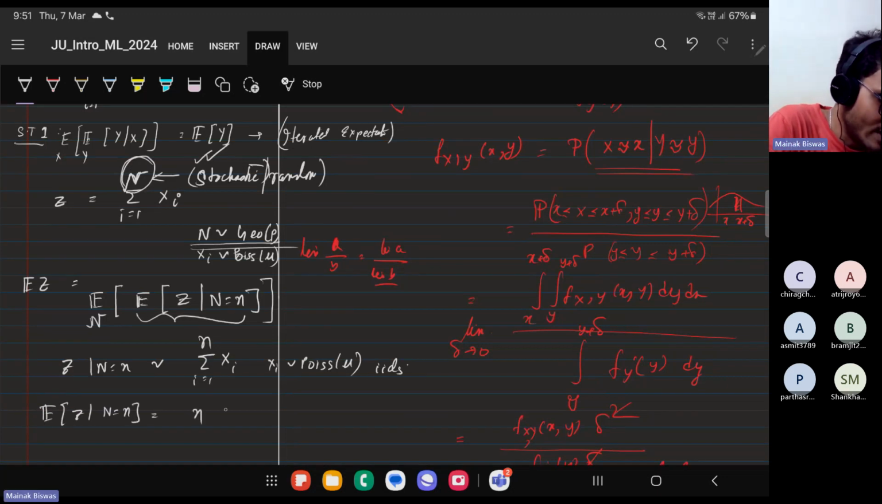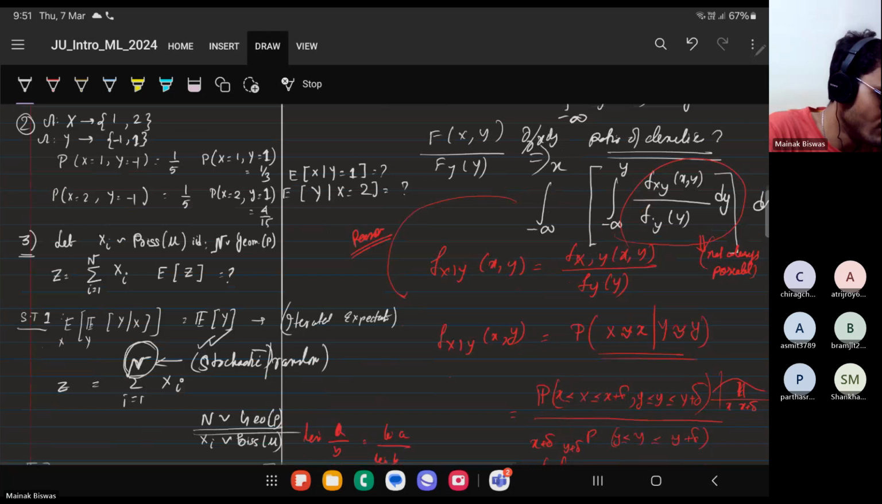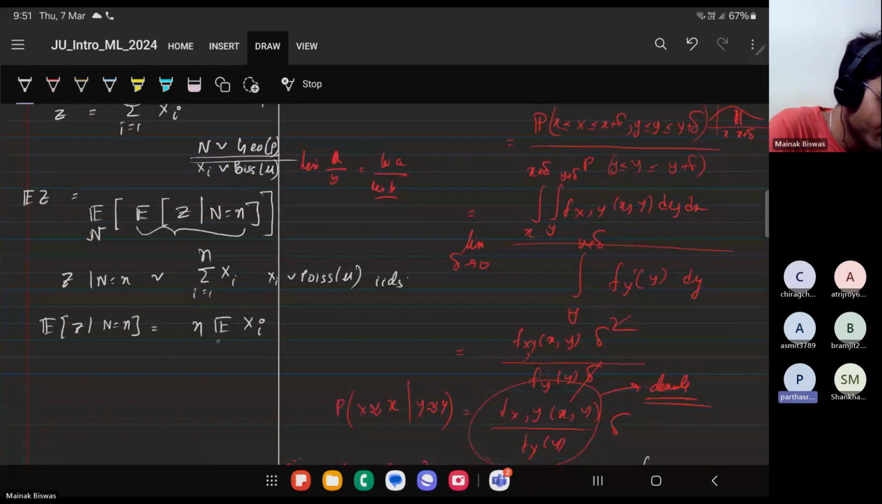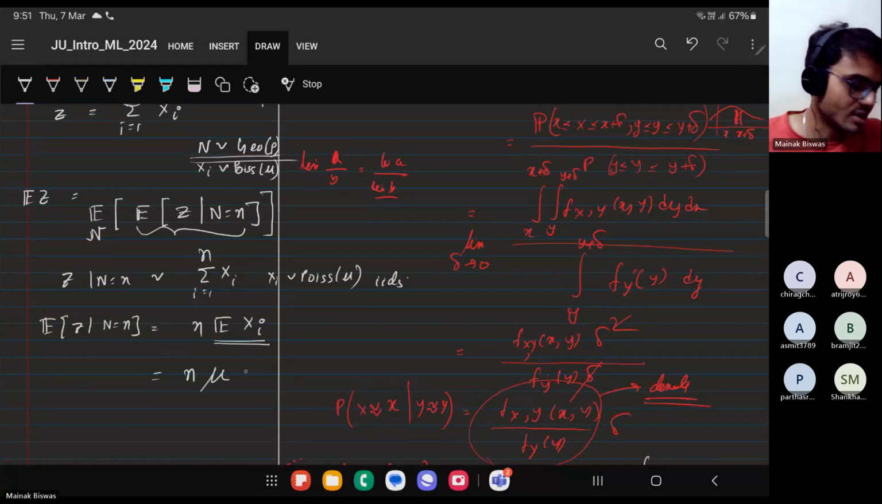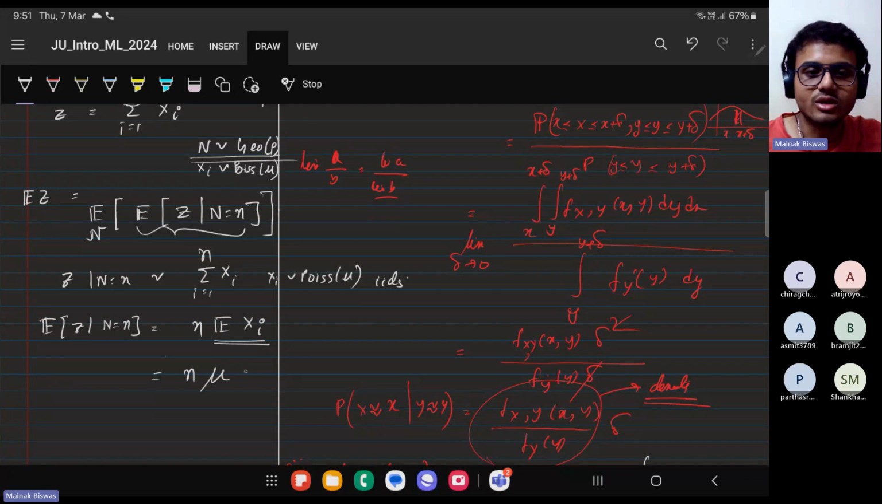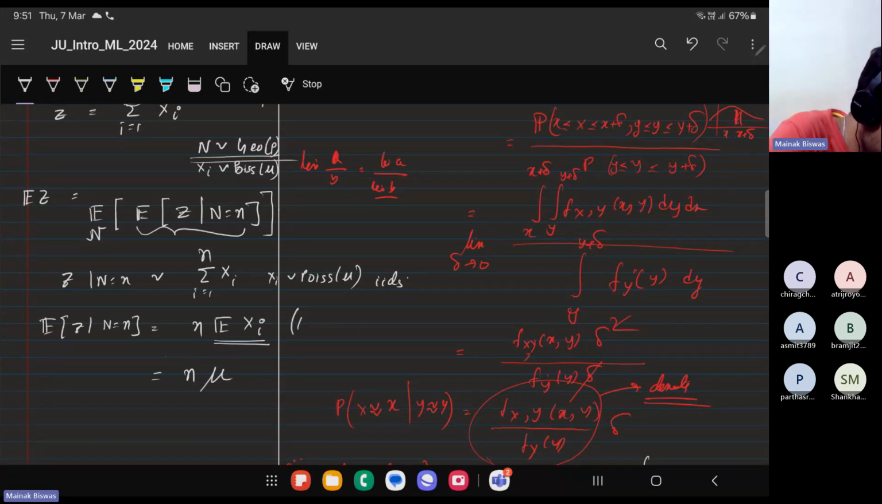So I'll get n times the expected value of Xi. What is the expected value of a Poisson? Mu, right? It's mu itself. Correct. I don't think there is any doubt. I have used linearity and symmetry here.